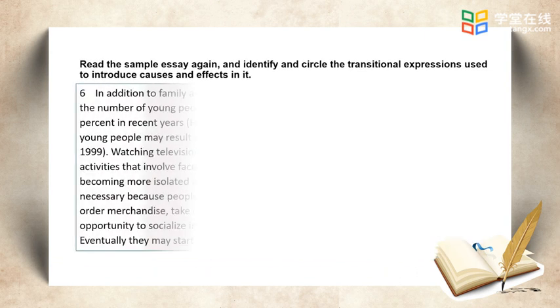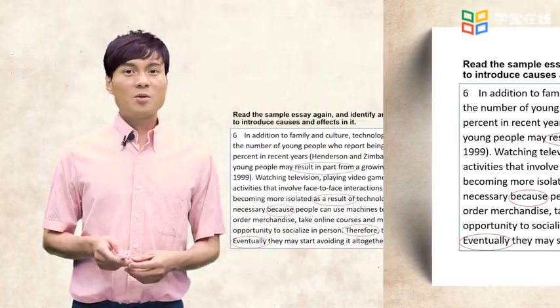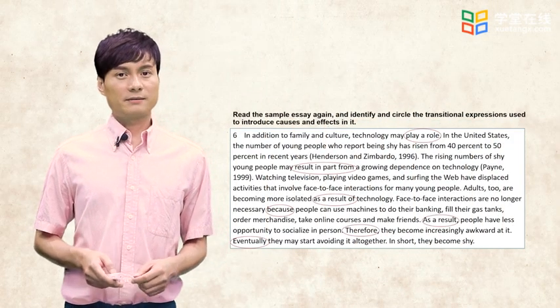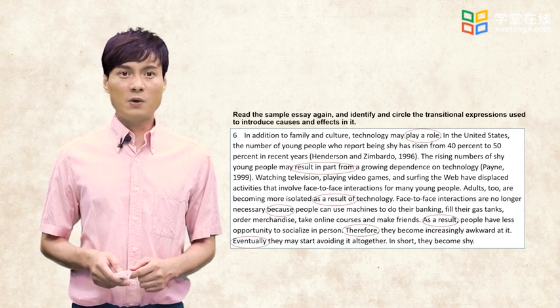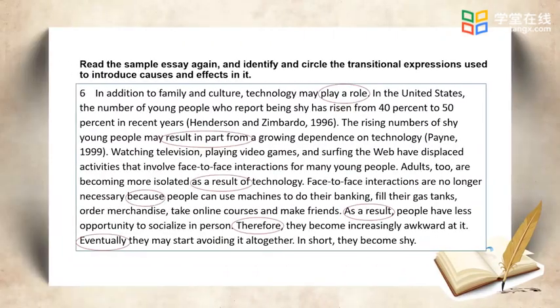Now, look at paragraph 6. There are quite a few transitional expressions for causes and effects. Play a role and because both are about causes. As a result, therefore, and eventually all indicate effects. The rest introduce both causes and effects, including result in part from and as a result of. Pay attention to in part, in result in part from.